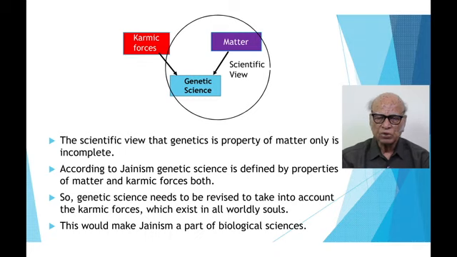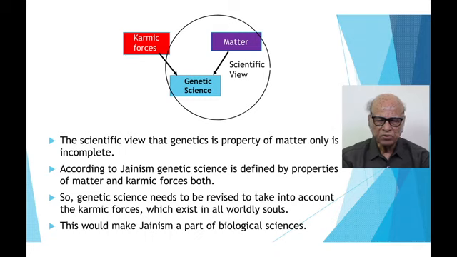But this is not so as far as Jain philosophy is concerned. There are karmic forces acting on the cells, as we discussed here. Without the karmic forces, the genes will not act the way they are doing. But science regards it as only the material properties. They don't consider anything else, for example karmic forces. So this is a kind of misconception the scientists are having.